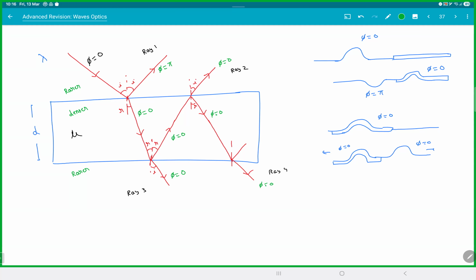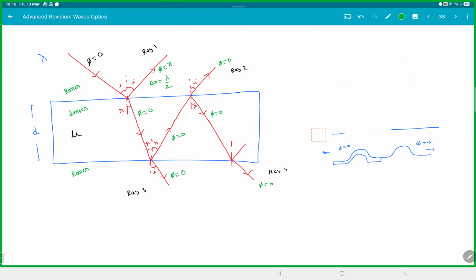That means because the light ray bounced off, just because of bouncing, you'll get an extra path difference of lambda by 2. Clear with that? Now comes the geometry. So you want to find the path difference? Fine.